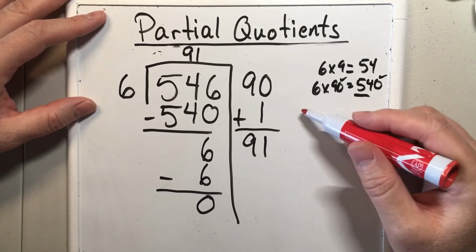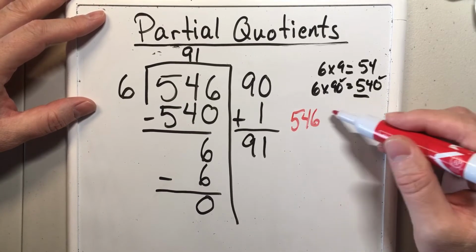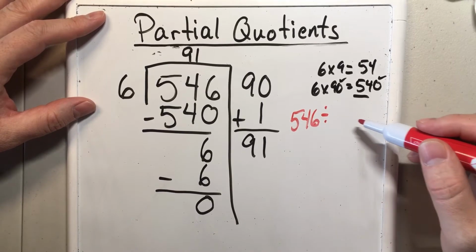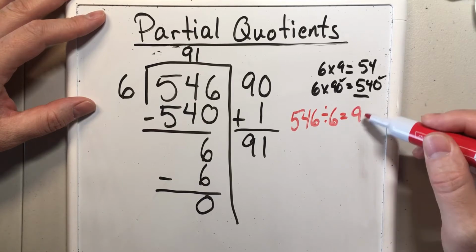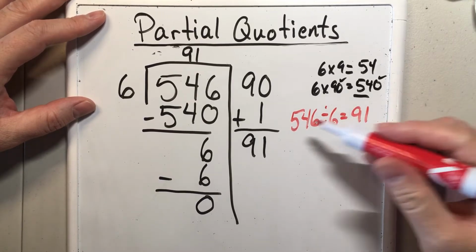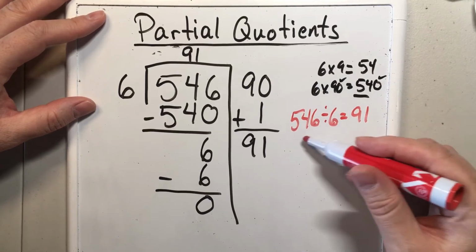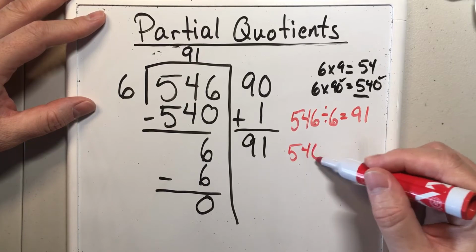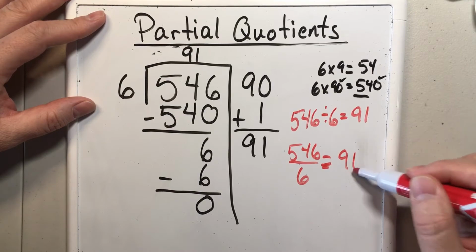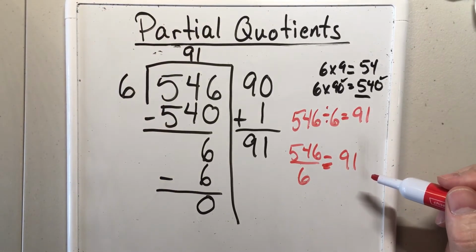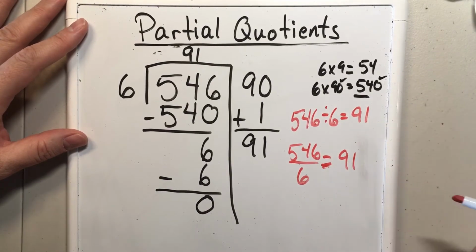No pun intended. Okay, so now rewrite this expression: 546, the dividend, divided by 6, the divisor, equals 91, the quotient. Okay, this is all right to do. This is how my students are used to seeing it. If you want to write the expression as a fraction, you can do that as well. Okay, the most important thing to remember, like I just said, is to understand what each part of this division problem looks like.